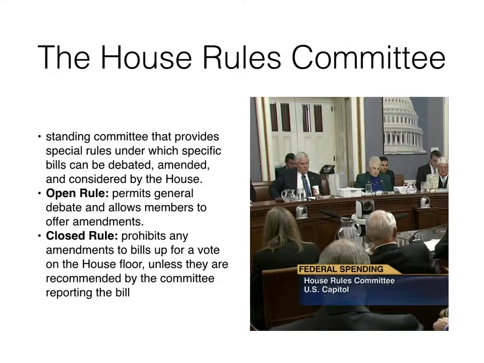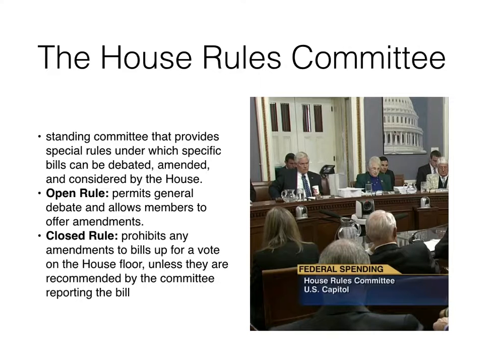A closed rule prohibits any amendments to any bills that are up for a vote on the House floor, unless they are recommended by the committee reporting the bill. So if a bill goes to the floor and the Rules Committee says that it's closed, you can't add any amendments to it unless those amendments are proposed by the subcommittee. So if it's an agriculture bill and the subcommittee on dairy and poultry wants to add an amendment to it protecting poultry farmers in Alabama, they are allowed to do that, but nobody else is.